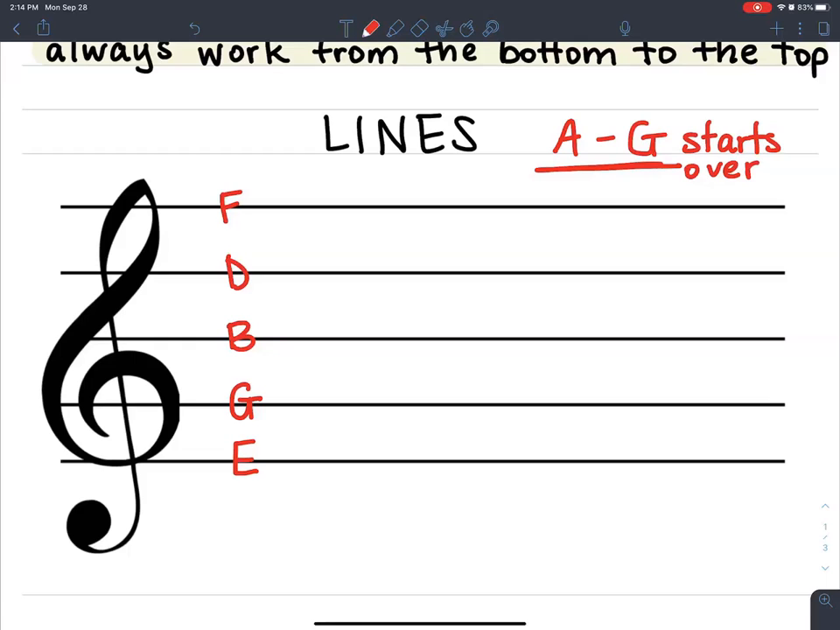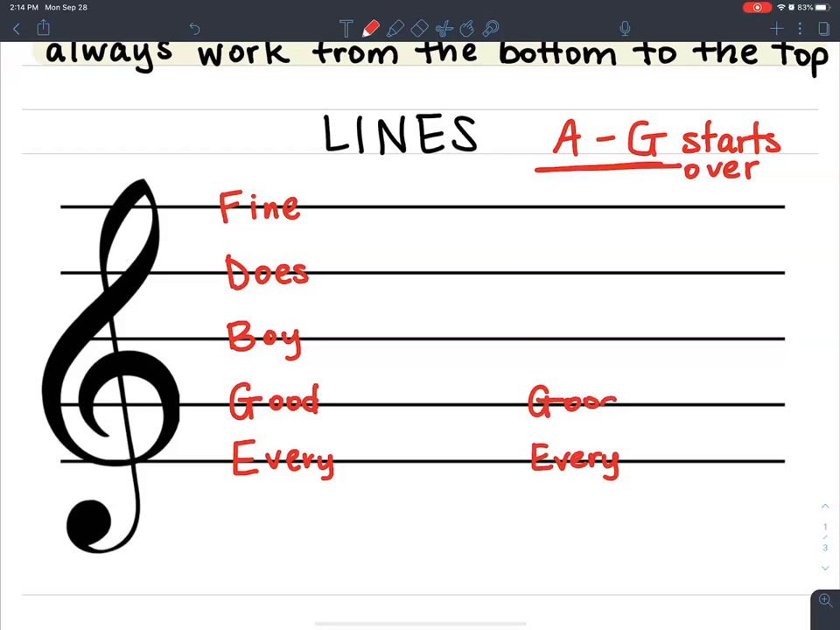Now we can come up with some acronyms to help us remember the lines and spaces, okay? One thing that I've seen a lot is Every Good Boy Does Fine. That's a very common one. You can come up with your own. If you can think of one that works better than that, go for it. Whatever helps you remember.